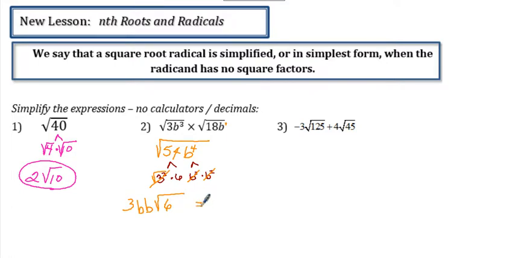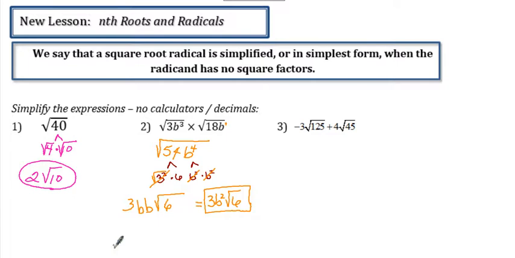Clean this up for me. 3 times b, that's 3b squared times the square root of 6. That is the simplified form of this expression. I have not left any perfect squares in the radicand. I have not left any perfect squares behind. I've just left this trashy little 6 here, okay?